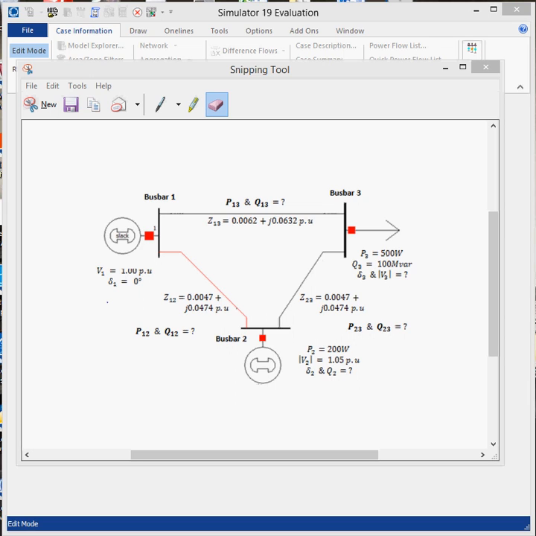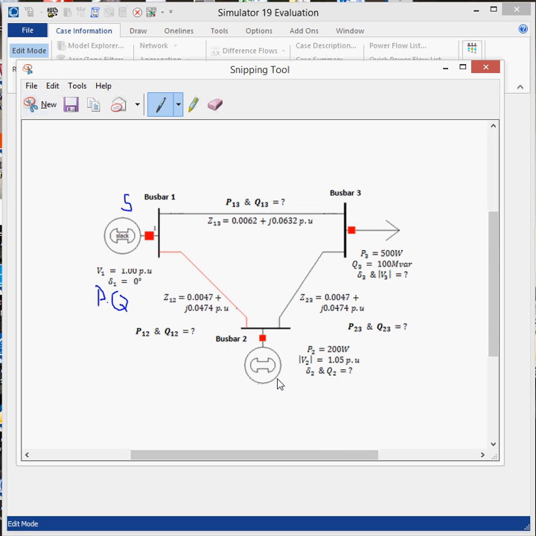How you determine what type of bus it is actually comes from the parameters given. Let's say for this bus, the given parameters are voltage and angle. So the unknown parameters are P and Q. So this is known as the slack bus.